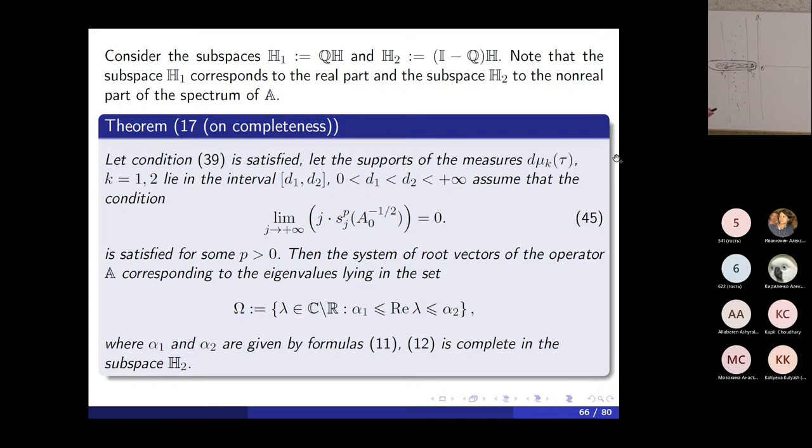And now you see the completeness theorem. Let us suppose that condition 45 is satisfied. Then the system of root vectors of operator A corresponding to eigenvalues lying in the vertical strip will be complete in the space H2. So condition 45 is quite a natural condition in the theory of completeness. You see, the s-numbers of operator A0 look like they have polynomial behavior.